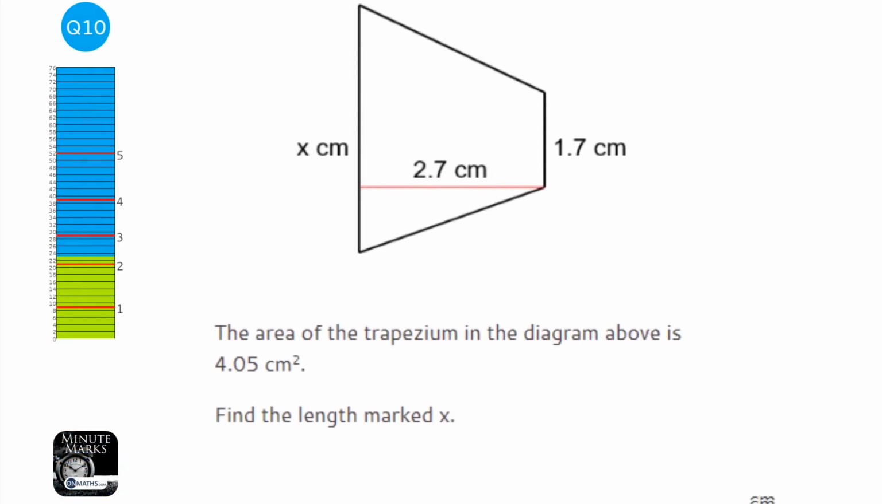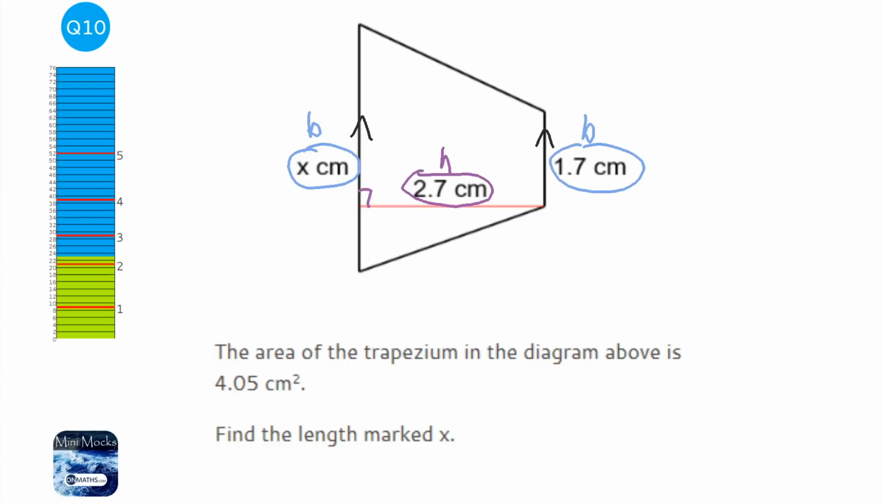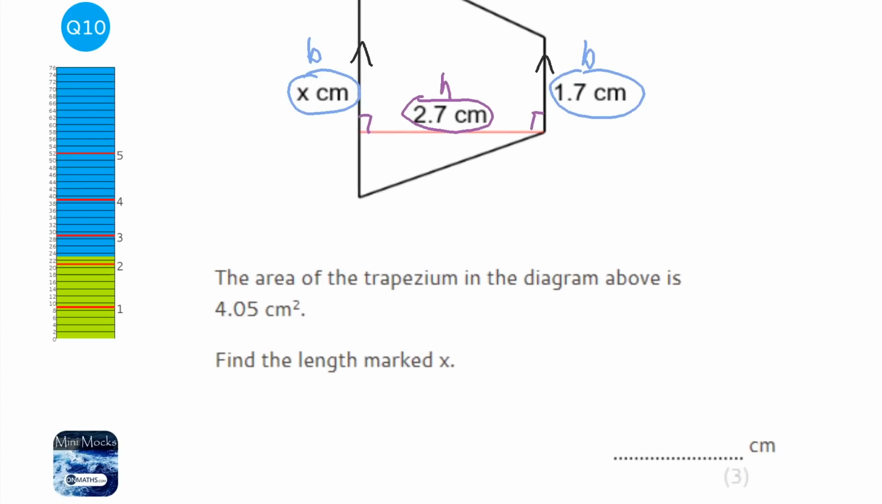Okay, so we're asked to find the length marked x. So it's a trapezium, so it has one pair of parallel sides. And to work out what the area is, we add together both the bases, which are the two parallel sides. We halve it, and then we times that by the height. Now the height is the thing that connects both the bases at right angles. So I'm going to write all that down. So we're going to do half of x plus 1.7. I'm going to times it by the height, which is 2.7. Now give us the area.